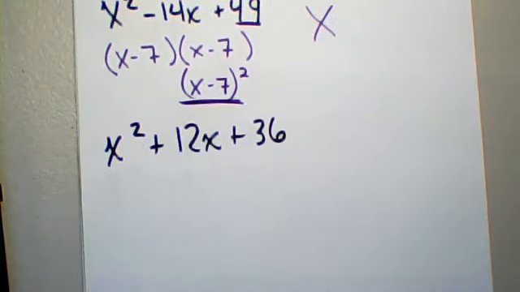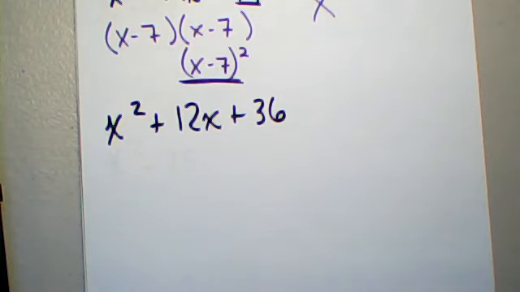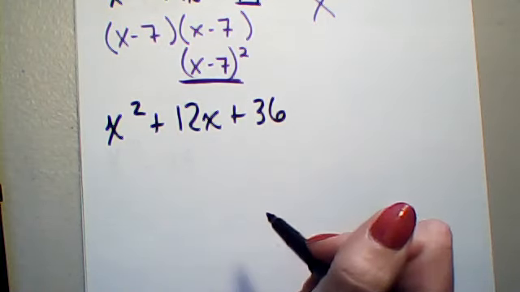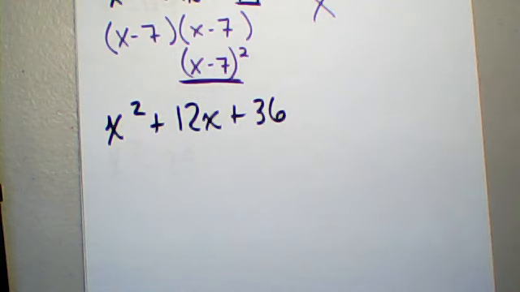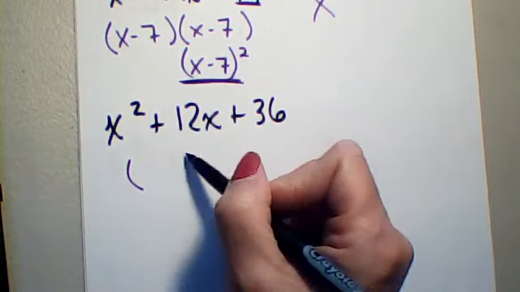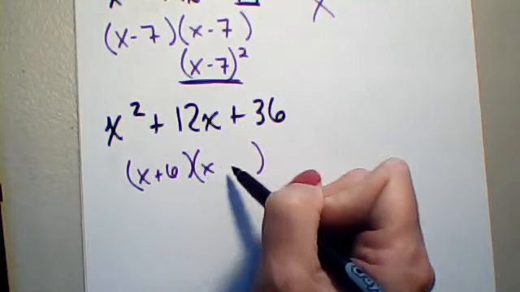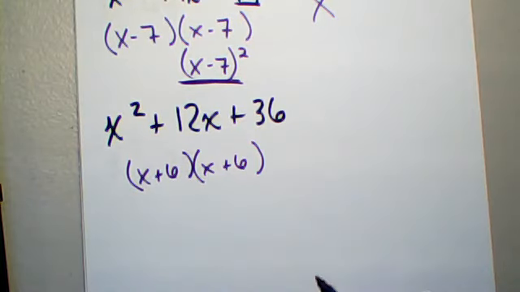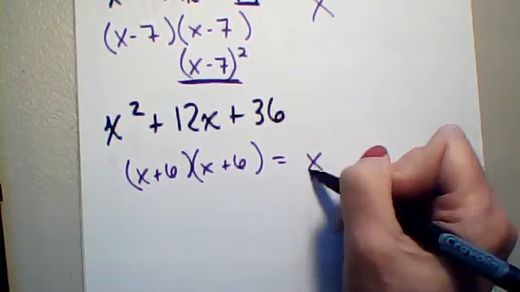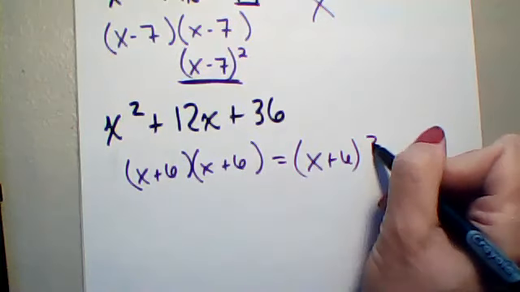All right, let's go ahead and look at the next one. We've got x squared plus 12x plus 36. 36 is a perfect square. If I square 6, I'm going to get that 36. I also know 6 plus 6 is 12. So that's how I know this is a perfect square trinomial. So it's x plus 6 times x plus 6, which also can be written as x plus 6 quantity squared.